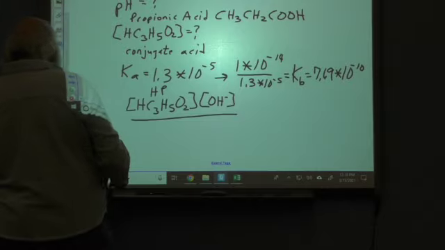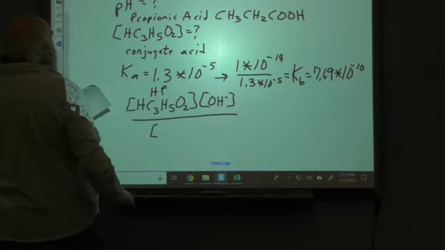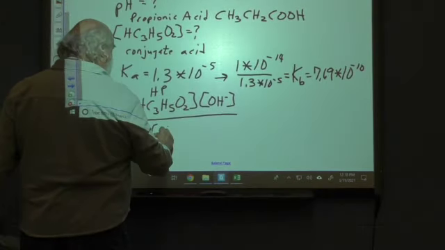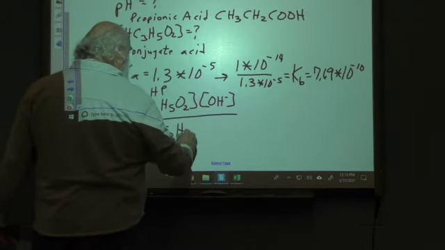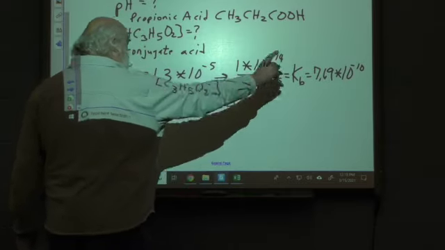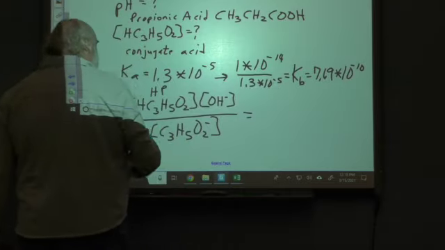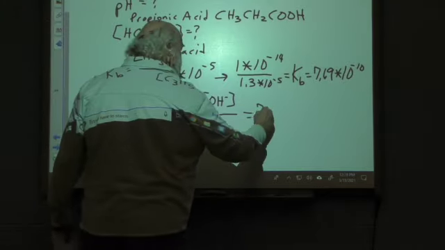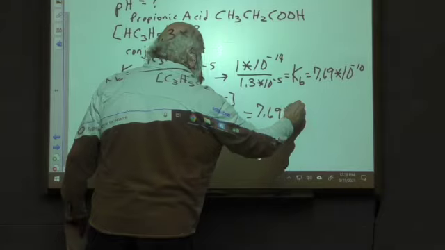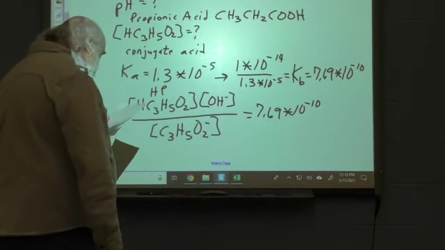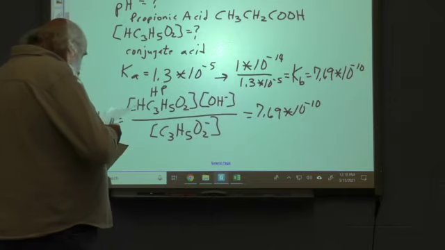And then on the bottom is going to be your base, C3H5O2 negative. And that's going to equal your Kb, which is 7.69 times 10 to the negative 10. Okay?